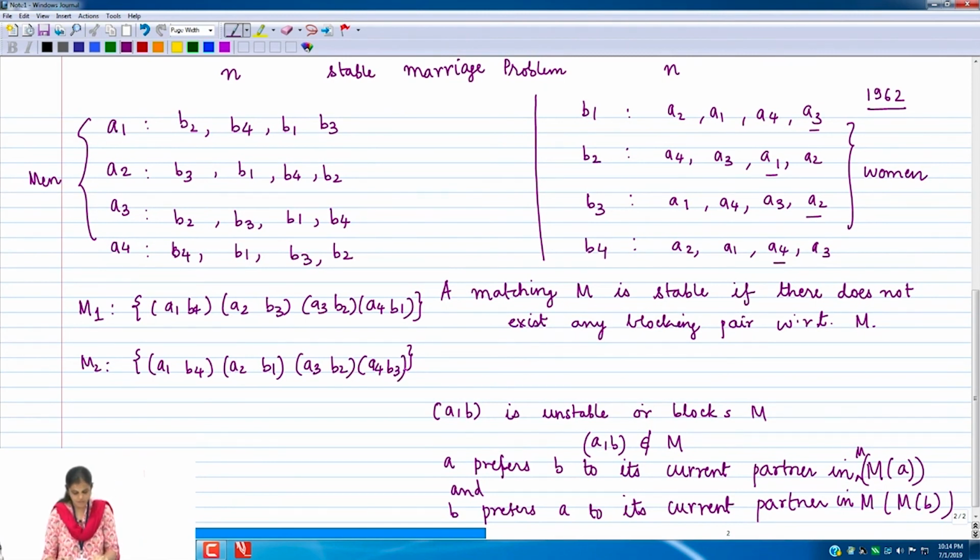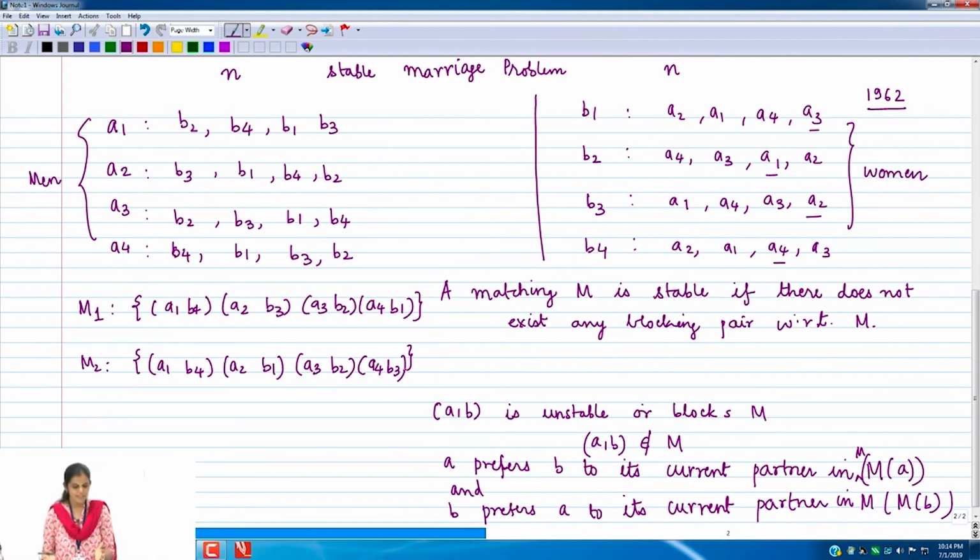Right? So in these two matchings, one thing that we observe is A1 and A3 have retained their partners, and A2 and A4 have switched their partners, and it's a different matching, right? So these two are different matchings, we'll call them M1 and M2, and it is easy to verify that both these matchings are indeed stable.